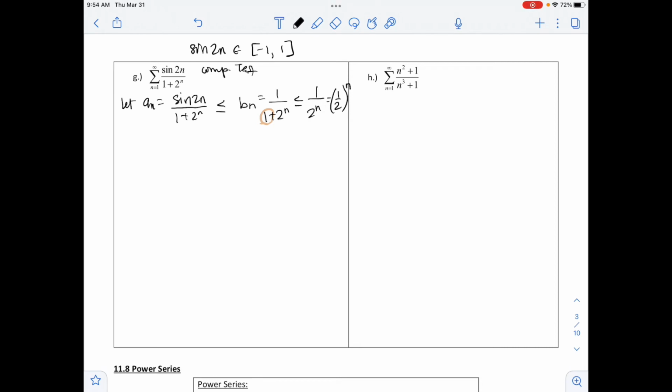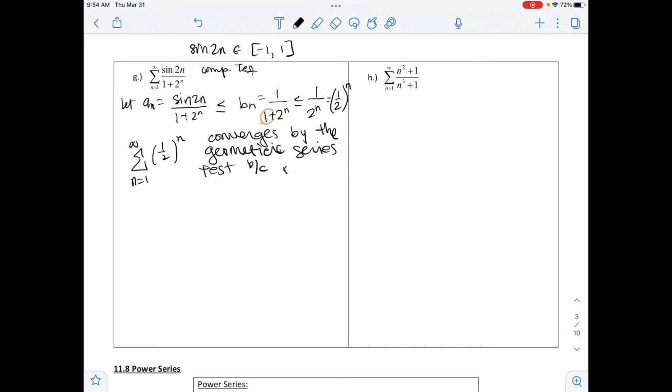And so we can say the sum from n equals 1 to infinity of b sub n, which is 1 over 2 to the nth power, converges by the geometric series test. And this is because r is equal to 1/2. And remember that if the absolute value of r was less than 1, then it converged.